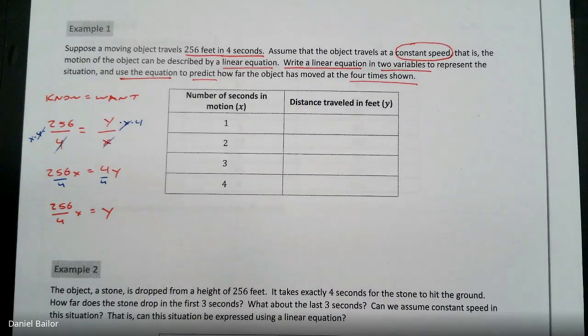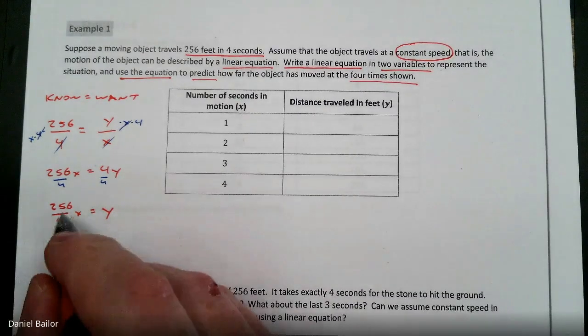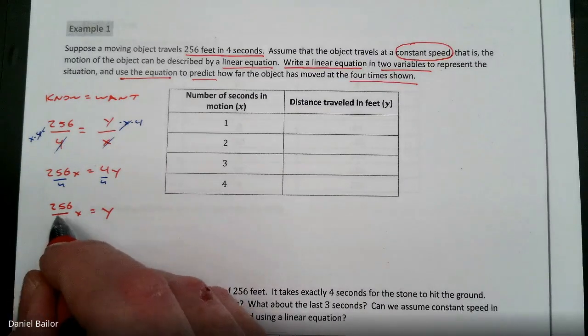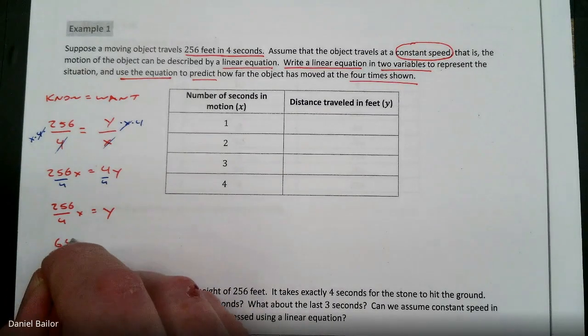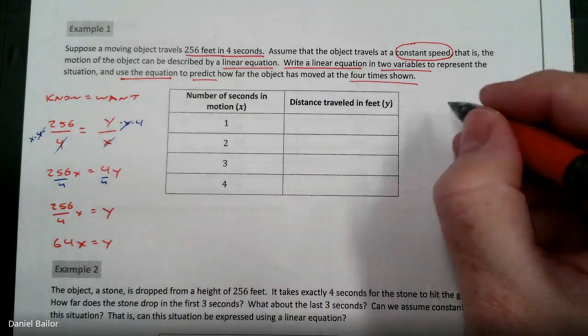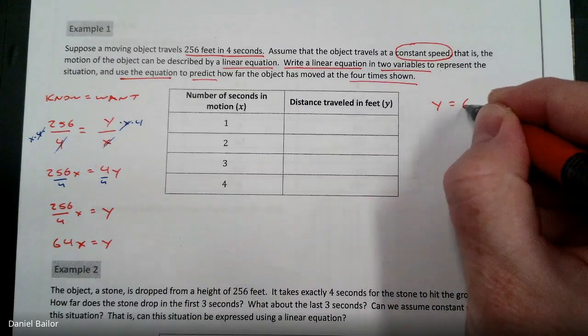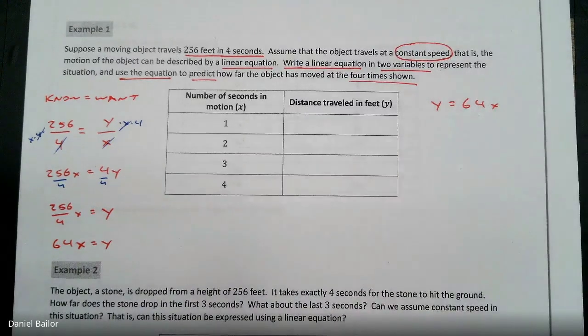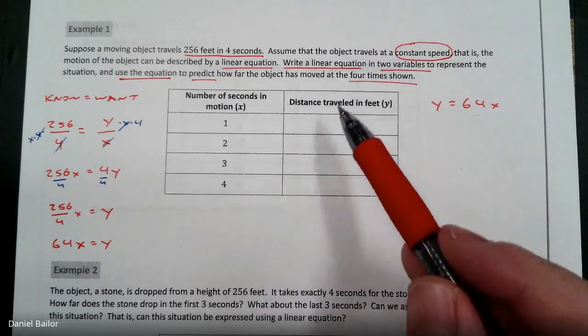And we can simplify this, because 256 divided by 4 is actually 64. So we get 64x equals y. That's our equation: y equals 64x. So now we can use the equation to predict the distance traveled.